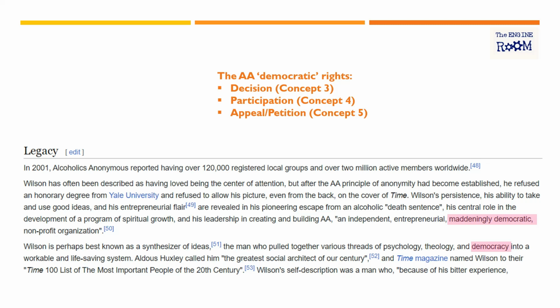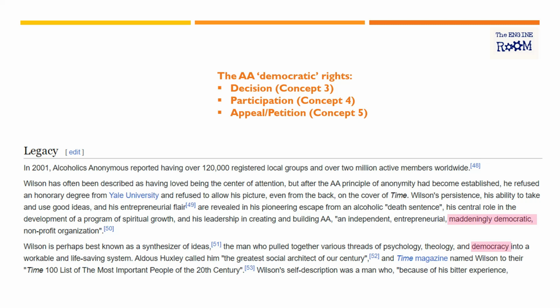So, here are our democratic rights. They are expressed across concepts 3, 4, and 5. The right of decision, which, as we know, is that if I vote you into a service position, a trusted servant to represent my group, my district, my area, I trust you. I give you my authority to decide for me. That's a democratic right. The right of participation is perhaps the most generically democratic, the idea of if you put in, you get a vote, and it's one member, one vote. And then the right of appeal and petition. If you want to learn more about those, come back for the next video. But these are the AA democratic rights.